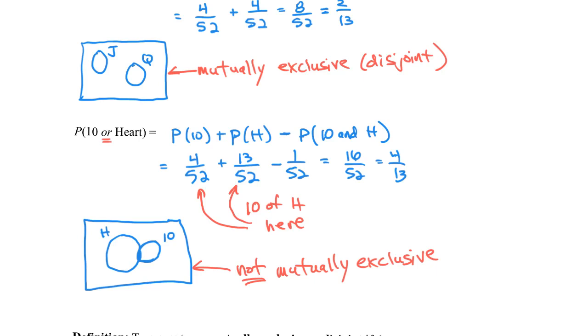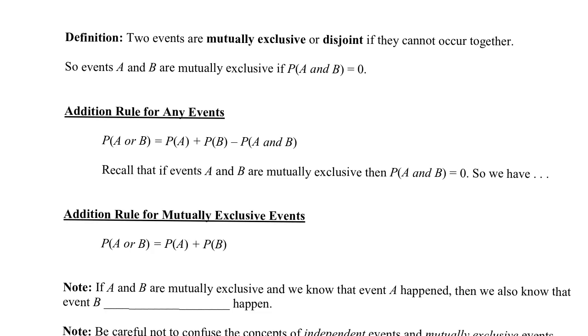Okay, so not only do we have to be concerned with independence, but we also have to be concerned with whether or not things are mutually exclusive. So we've got a definition here. Two events are mutually exclusive or disjoint if they cannot occur together. So events A and B are mutually exclusive if the probability of A and B is 0.